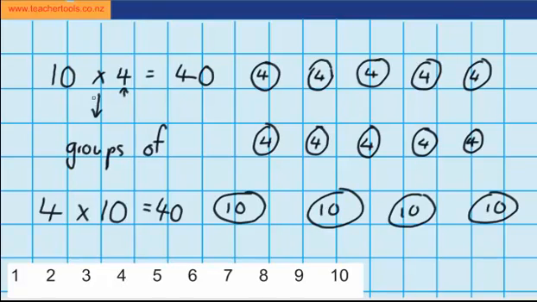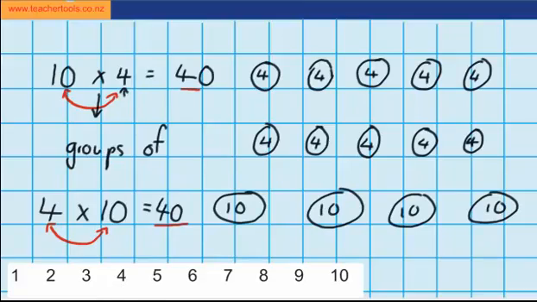So here we had 10 times 4 equals 40, and here we had 4 times 10 equals 40. So notice how the answer is the same, even though these numbers or factors have been swapped around.